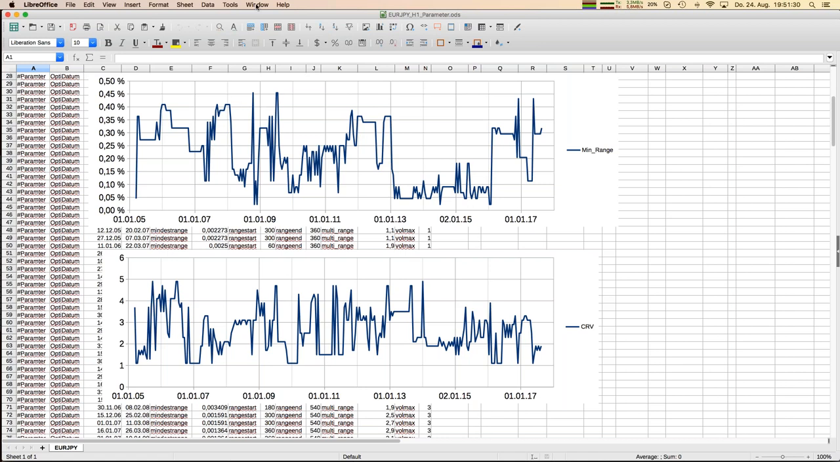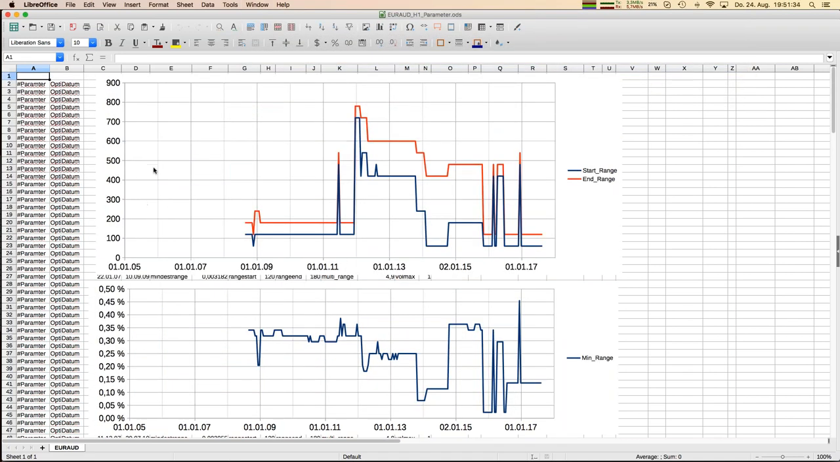Let's have another example, and that I only show now is euro Australian dollar. You see that for such an underlying which has the Australian dollar involved, you get other times.